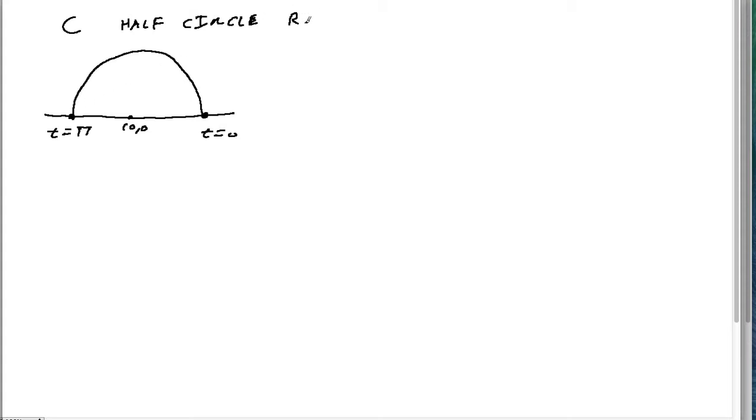Half circle with radius, and I'm just going to make the radius 2 just for interest. So that's t equals 0 and we're at (2, 0). And here at t equals pi we're at (-2, 0). All right, so how do we write that down?